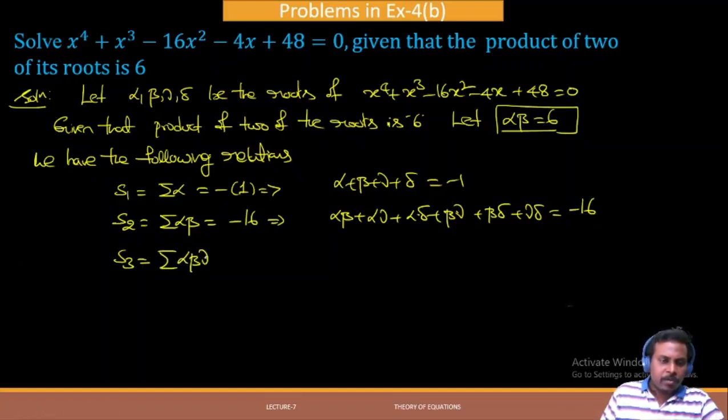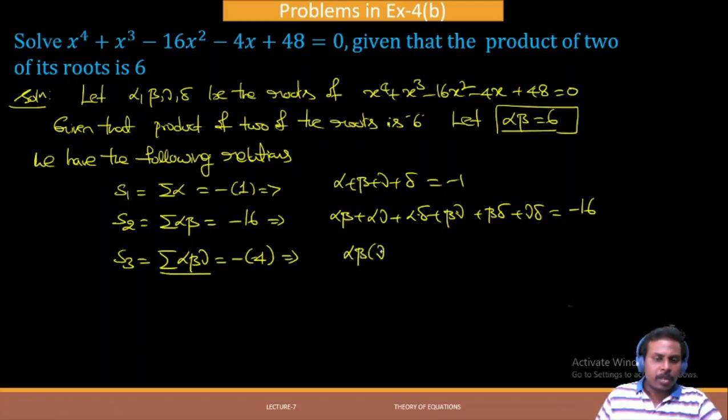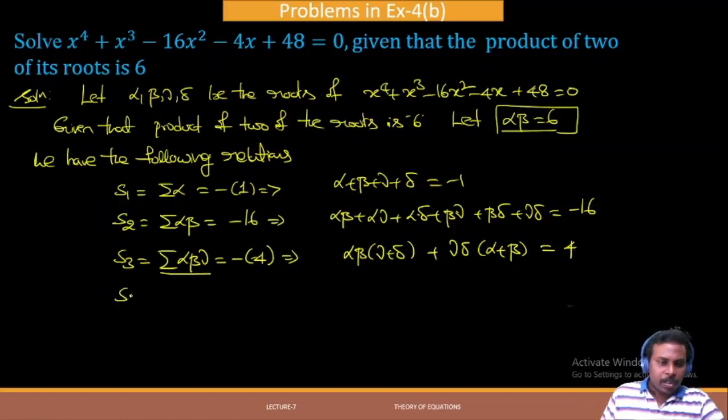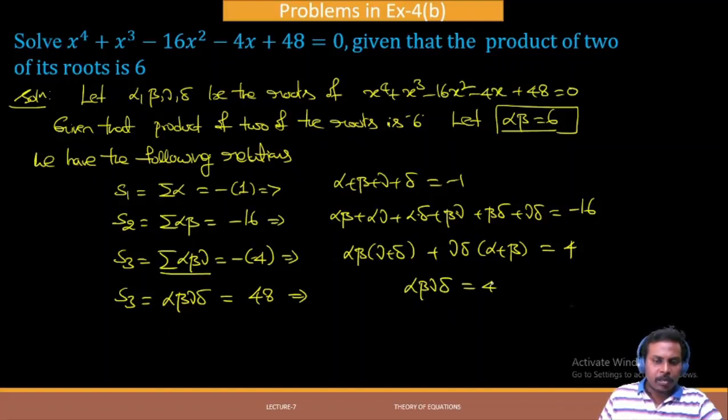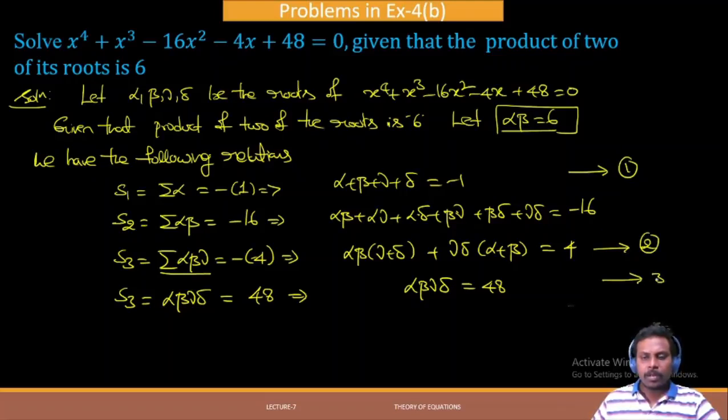Now what is S3? This is summation alpha beta gamma, that is equal to minus of minus 4. We have seen this earlier, this can be written as alpha beta into gamma plus delta plus gamma delta into alpha plus beta, that is equal to 4. And S4 is the product of all the four roots, that is equal to 48, which implies alpha beta gamma delta is equal to 48. We call these equation 1, equation 2, equation 3.